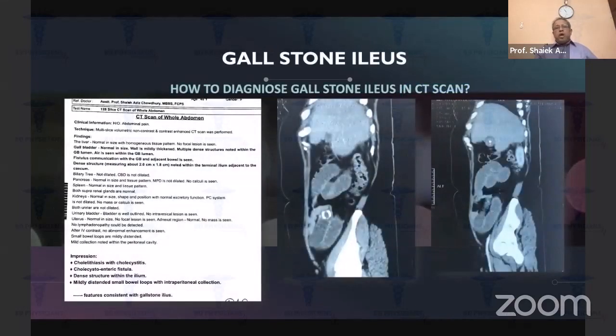So look at the picture. This is one of my private patients, diagnosed before operation. The patient presented to me that way. Then I did a CT scan, and after doing the CT scan, it can easily be identified. Look there. There is a gallbladder stone, and there are some gas shadows. And look at this picture. In the intestine, there is a stone. So that is a stone causing intestinal obstruction. The report: cholelithiasis with cholecystitis, cholecystoenteric fistula, dense structure within the ileum, mildly distended small bowel loops with intraperitoneal collections. So CT scan can easily delineate gallstone ileus.